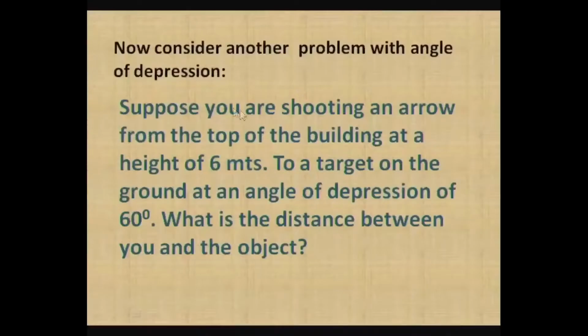See, my dear children, we have already discussed the problems which are dealt with angle of elevation. Now, consider one more problem which is dealt by angle of depression. Suppose you are shooting an arrow from the top of a building at a height of 6 meters to a target on the ground at an angle of depression of 60 degrees. What is the distance between you and the object?